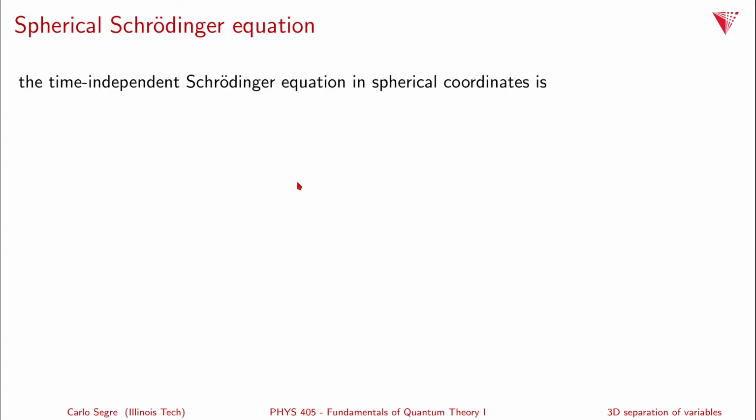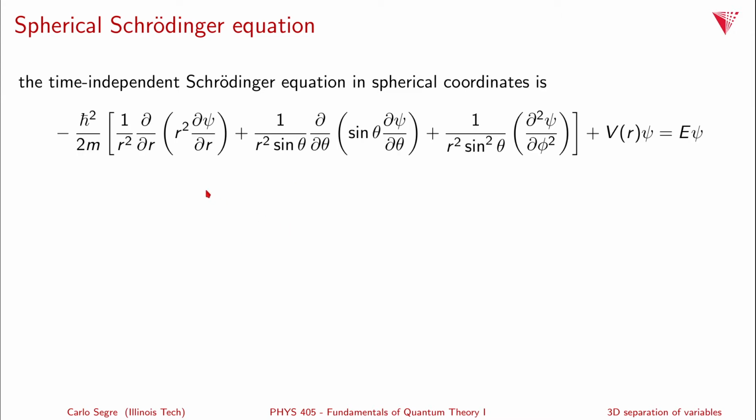So, the time-dependent Schrödinger equation in spherical coordinates can be written like this. Minus h bar squared over 2m times the quantity 1 over r squared, partial with respect to r, of the quantity r squared times partial of psi with respect to r, plus 1 over r squared sine theta, partial with respect to theta of sine theta, partial of psi with respect to theta, plus 1 over r squared sine squared theta, partial squared of psi with respect to phi squared, plus V of r times psi equals E psi.